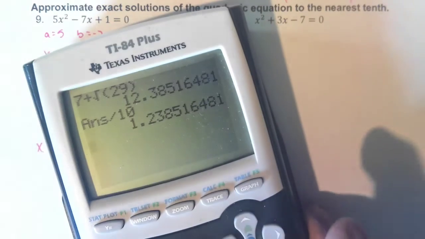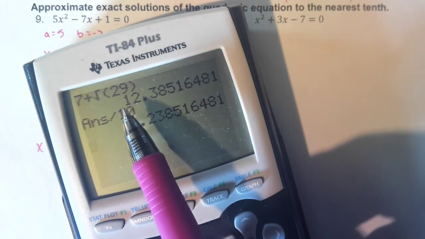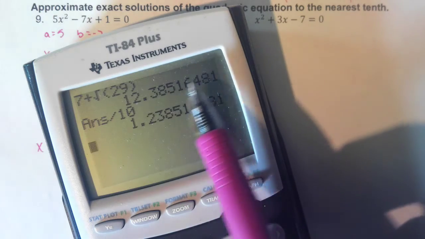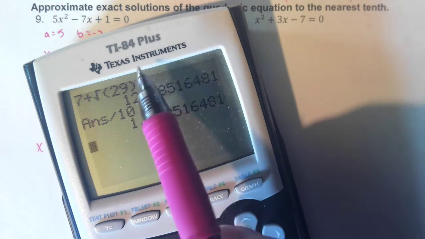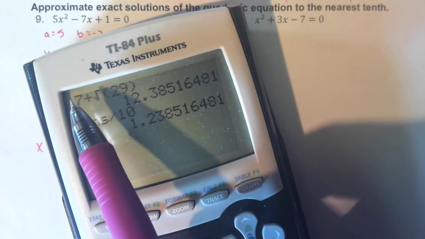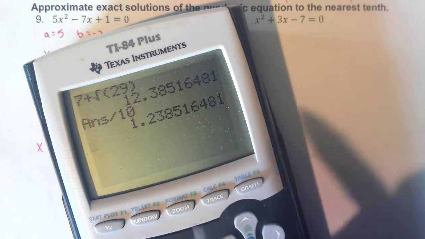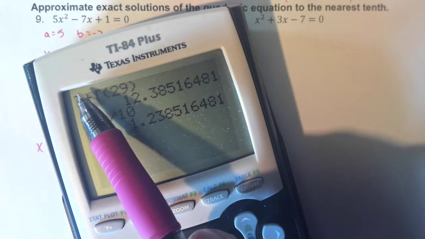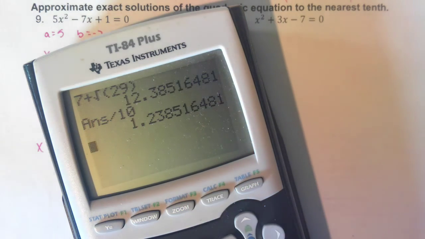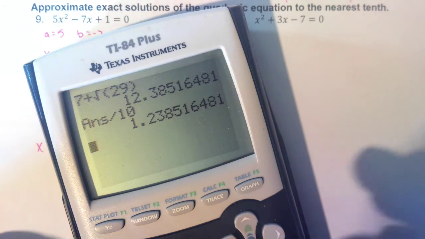Now notice I'm putting equal first before I'm dividing by 10. If you don't, it's going to do PEMDAS, and it's just going to take that, divide it by 10, and then it's going to add 7 to it. So make sure you do it piece by piece, or if you want, you need to put the 7 plus the square root of 29 in its own set of parentheses if you want to do it all at once.